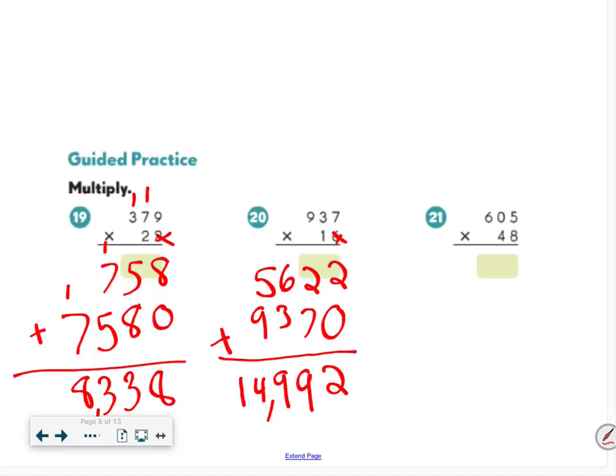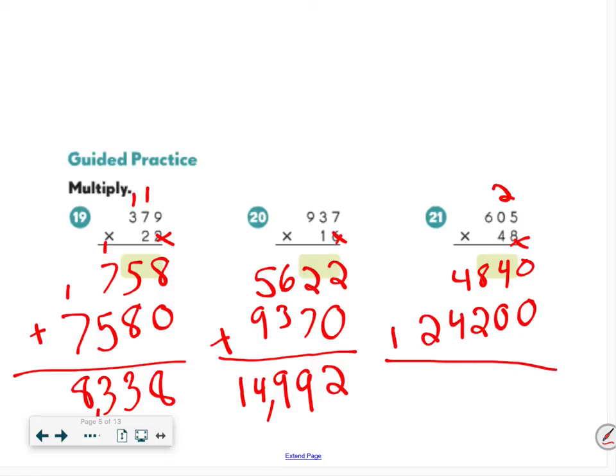Last one, I'm doing the same thing. I'm starting with my 1s. 8 times 5 is 40. 8 times 0 is 0, plus 4 is 4. And 8 times 6 is 48. Okay? Now I'm done with my 1s, so I'm going to get rid of what I've done. Now I'm on my 10s. That 4 is really 40 because it's in the 10s place, so I put down my 0. 4 times 5 is 20. 4 times 0 is 0 plus 2 is 2. And 4 times 6 is 24. And if I add, I get 29,040.